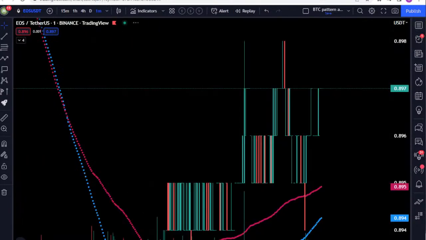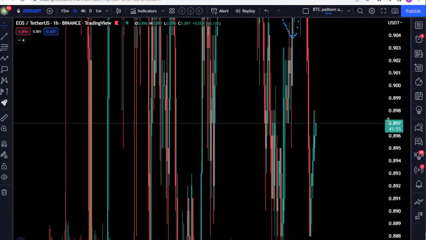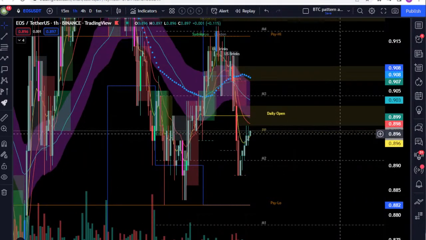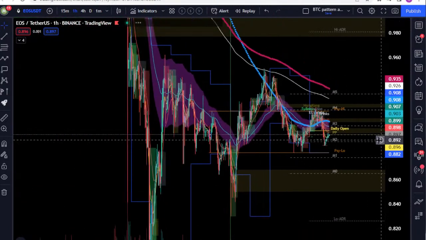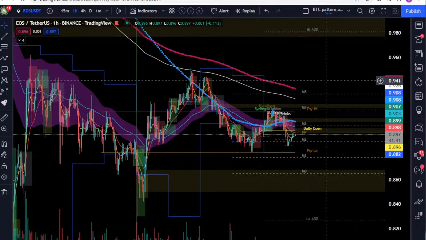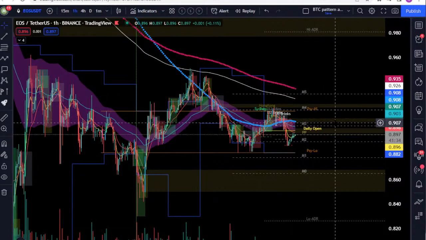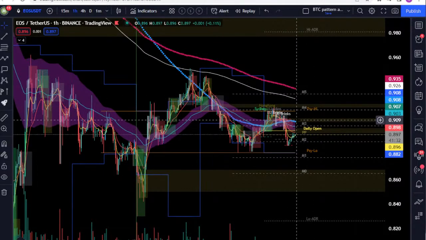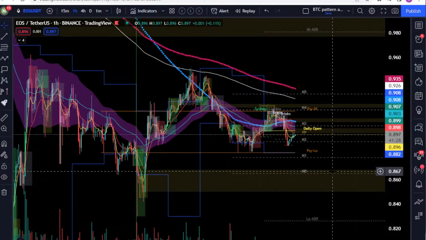EOS, I haven't looked at this token for a while. EOS is below the 50 EMA on the 1 hour. We are forming some sort of double bottom formation over here with a higher low. So there is a chance that EOS breaks out to the upside. We have our EMAs coming down at around 0.927 and 0.935, and you have the 200 simple moving average at 0.907.